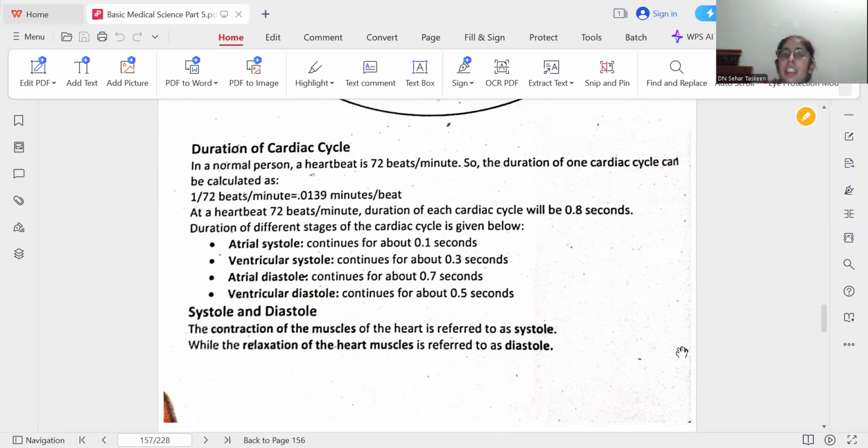At a heartbeat of 72 beats per minute, duration of each cardiac cycle will be 0.8 seconds. Duration of different stages of the cardiac cycle is given below. Atrial systole में 0.1 seconds होगा, ventricular systole में 0.3, atrial diastole में 0.7 और ventricular diastole में 0.5.